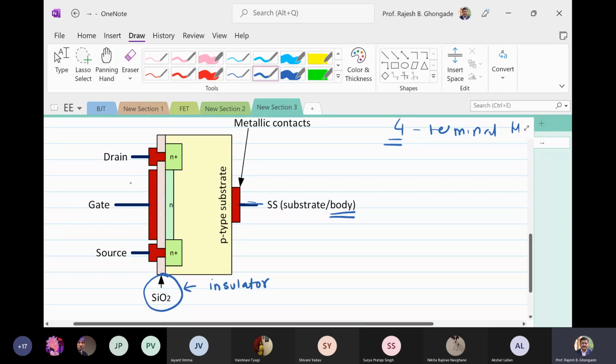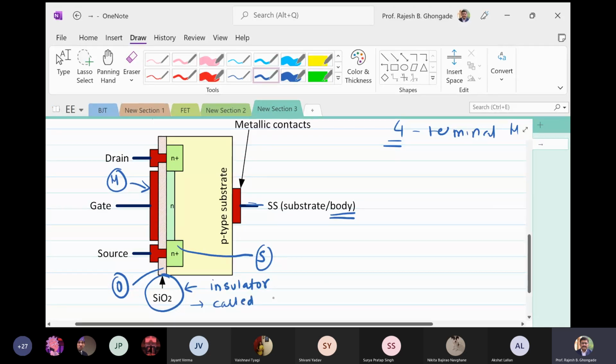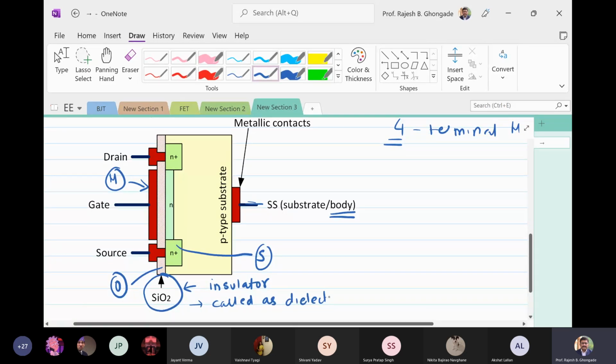All right. So you have this metal, you have this oxide, and you have this semiconductor. That is where it gets the name from: MOS, metal oxide semiconductor. This silicon dioxide layer is very, very thin. SiO2 is an insulator which is called a dielectric.